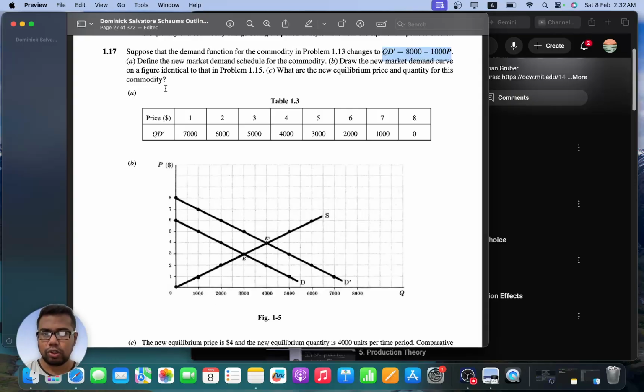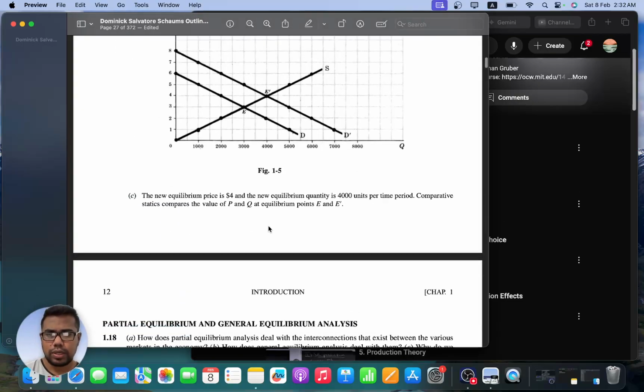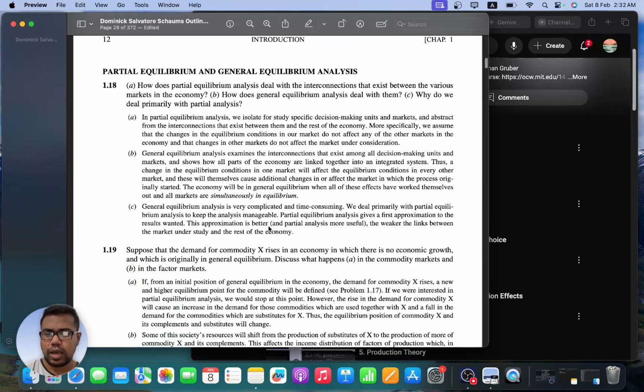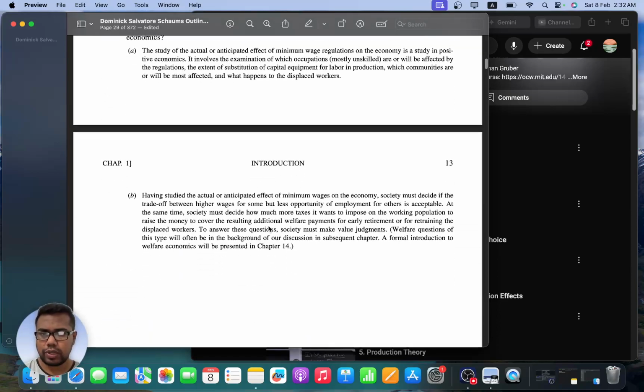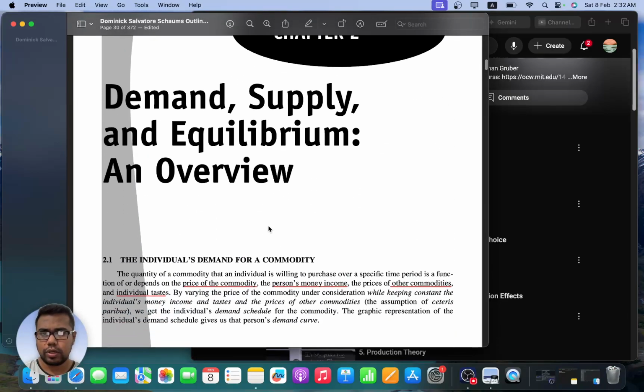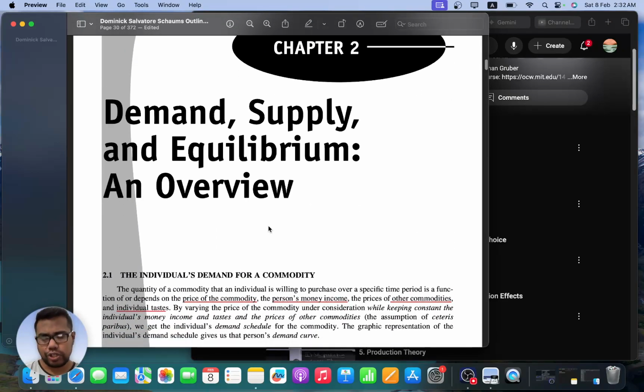Is this solved? This is not part of the question. This is part of the answer, I suppose. Is it? I think we'll have to return to this. But more or less, we are going to start freshly all over again for chapter 2: demand, supply, and the equilibrium, an overview.